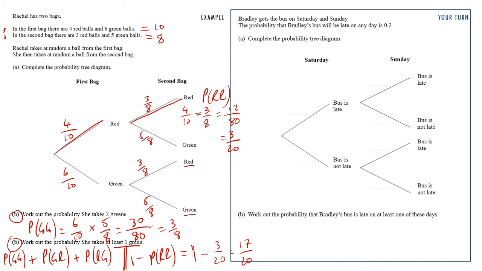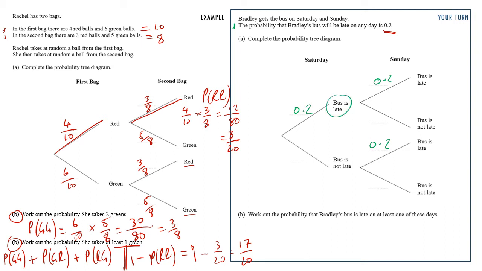Pause the video, have a try with this one, really similar. On this one, we have got decimals instead, but they're quite nice, straightforward decimals to play with. So we're told that the probability the bus will be late on any day is 0.2. So we can fill that into our probability tree. 0.2, it's going to be late, and that's the same on a Sunday as it is on a Saturday.